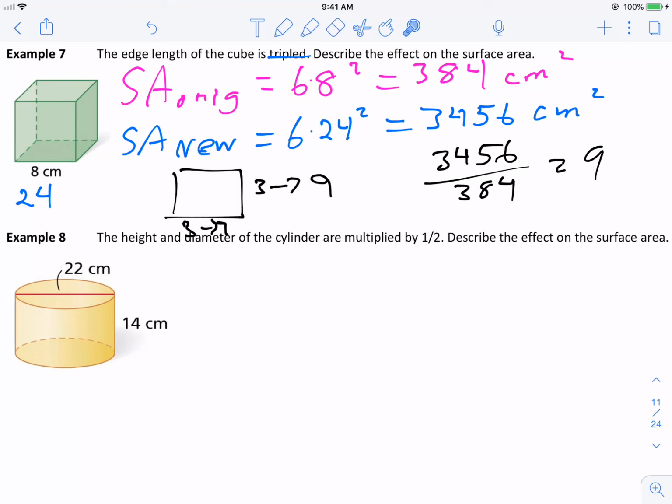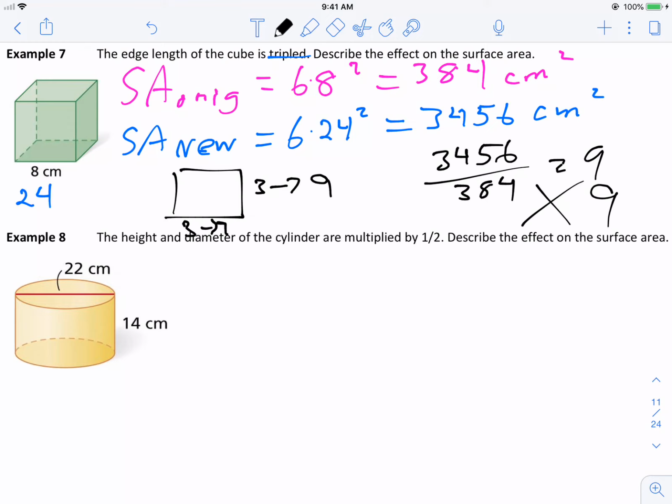So we showed a lot more work in this problem than we really needed to, because we don't need to find the original surface area or the new surface area. We are just concerned that the original surface area is multiplied by a factor of 9. So we'll use that knowledge to help us shortcut example 8.